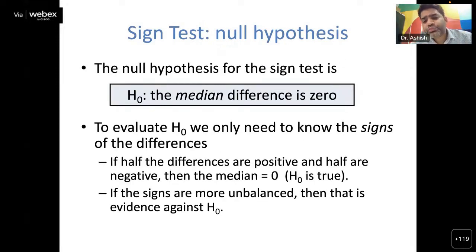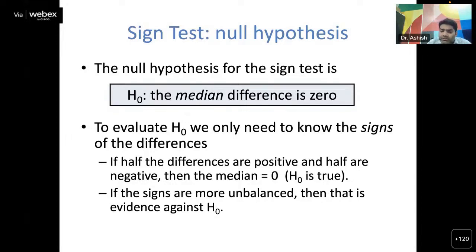In a t-test, you must know that we are making inference about the mean. But here, since we are dealing with rank orders, our test is on the median difference, not the mean difference. So H naught is that the median difference is zero: the median value pre and median value post operation are the same, or they are different. To evaluate H naught, we only need to know the signs of the differences. If half the differences are positive and half are negative, then the median is equal to zero. In that case, H naught is true.